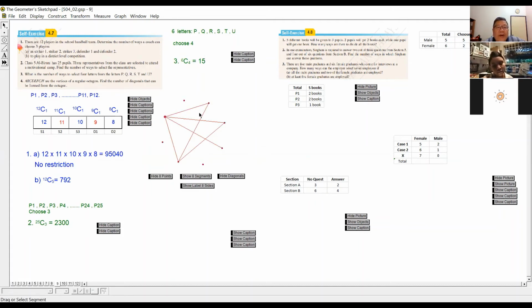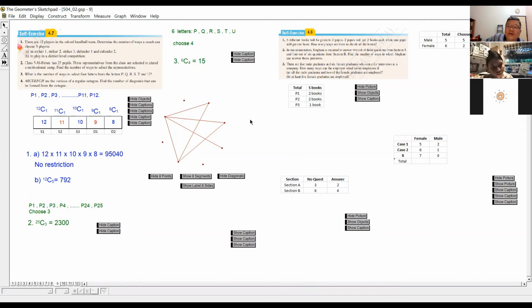You choose 1 point here, 1 point here, then you can draw the line like that. So you choose 2 points, you draw 1 line, and that line will be the diagonal. Or I choose another point here, then another point here, then I draw a line, then it becomes a diagonal. So in order to form a diagonal, you have to choose 2 points.